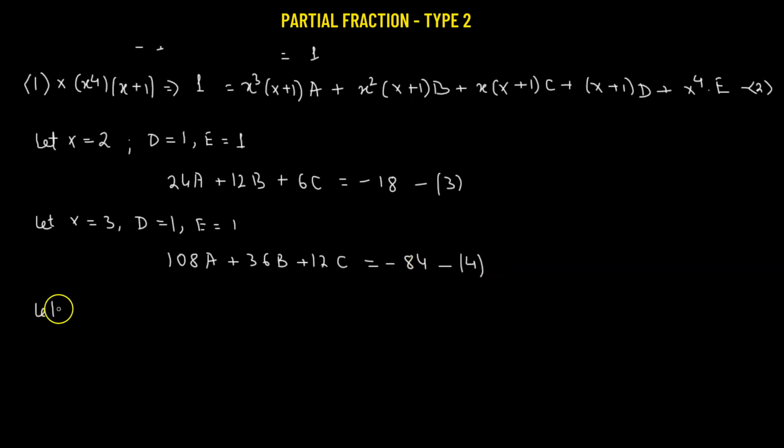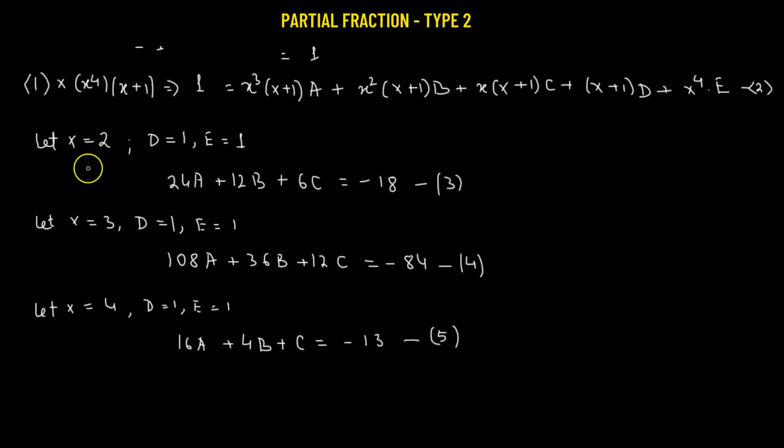And we're going to take one more value for x. So let's take x equals to 4 with d equals to 1 and e equals to 1, which gives us another new equation, which will be 16a plus 4b plus c equals negative 13. That is equation number 5.